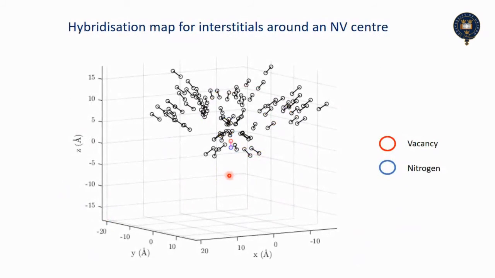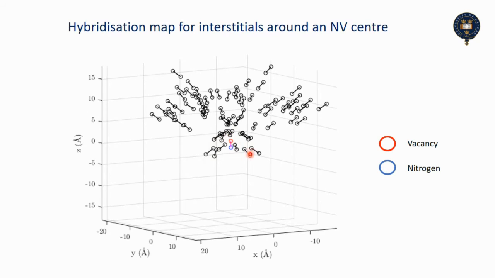So when we bring this all together, we can put together a map of all the different configurations which give us this hybridization. And what's shown here is the map relative to the NV center. So the NV center is in the middle here with the nitrogen at the bottom and the vacancy at the top. And an interesting pattern emerges for the different positions and orientations of the interstitial carbon that give hybridization.